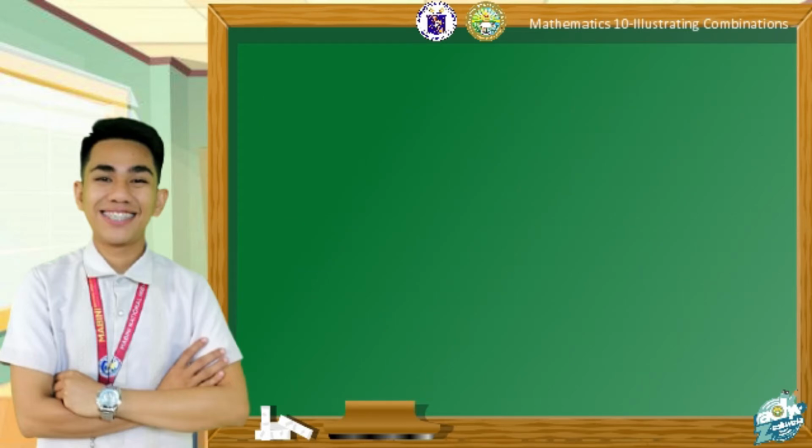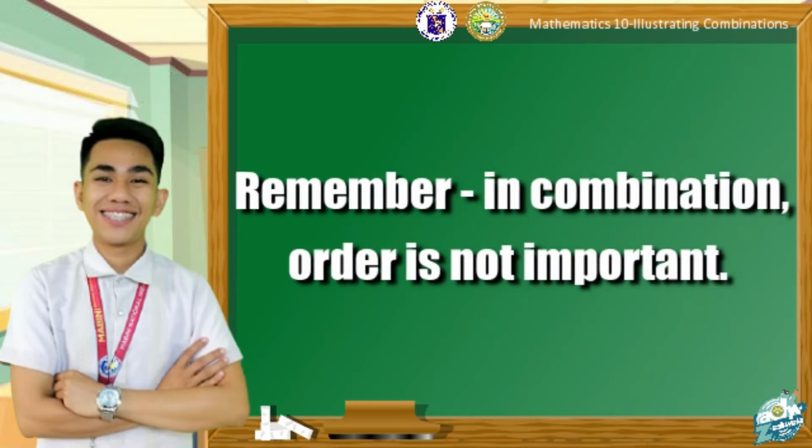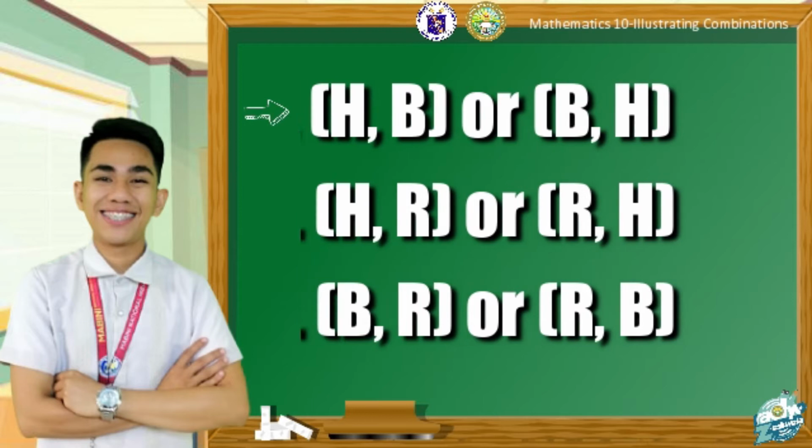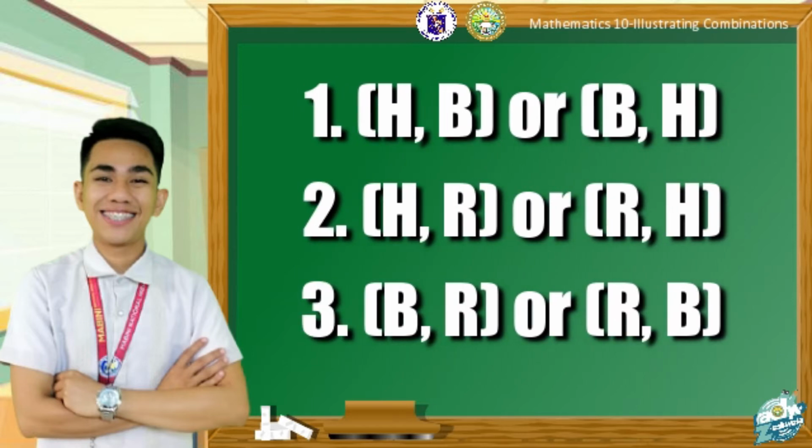Solutions. Remember, in combination, order is not important. Number 1. The students can select Tagum City Historical and Cultural Center, then go to Botanical Park of Tagum City, or vice versa. Number 2. They can go to Tagum City Historical and Cultural Center, then proceed to Tagum City Rotary Park, or vice versa.